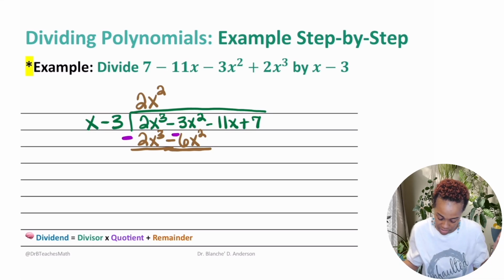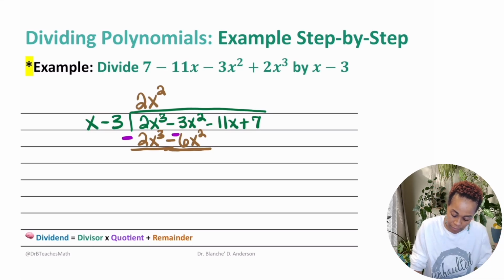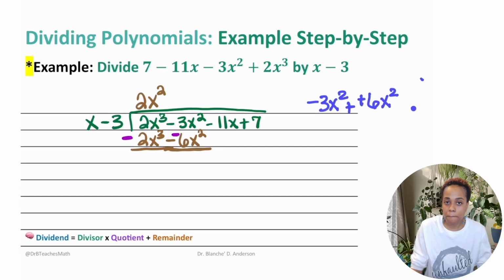Everybody gets subtracted, so I added my little subtraction. Now let's do the math. 2x cubed minus 2x cubed is going to be 0. Then we have minus 3x squared minus a negative 6x squared. These are going to turn into a plus, so you really have minus 3x squared plus 6x squared. And we know that's just going to be 3x squared because you're subtracting them.